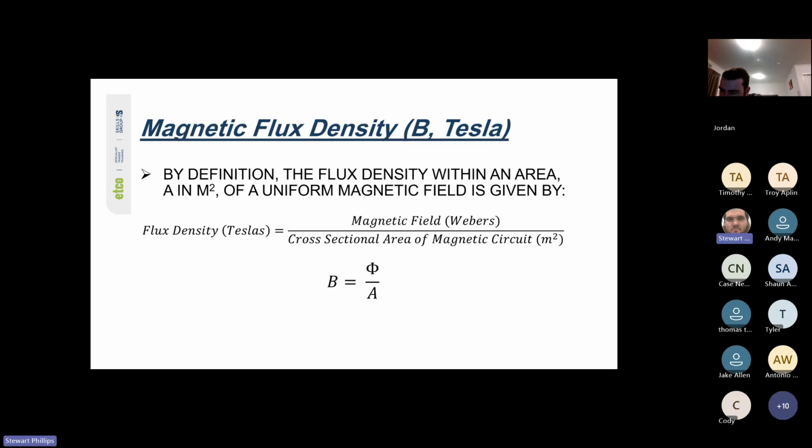Cool. So magnetic flux density, by definition, the flux density within an area A in meters squared of a uniform magnetic field is given by, so the flux density is equal to the magnetic flux in Webers divided by the cross-sectional area of the magnetic circuit in meters squared. So B equals phi divided by A, the area.